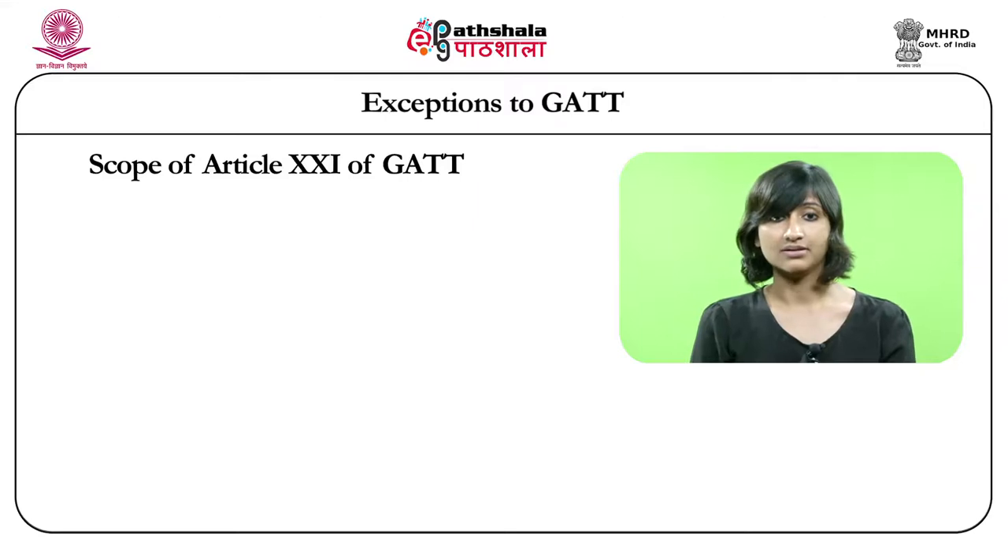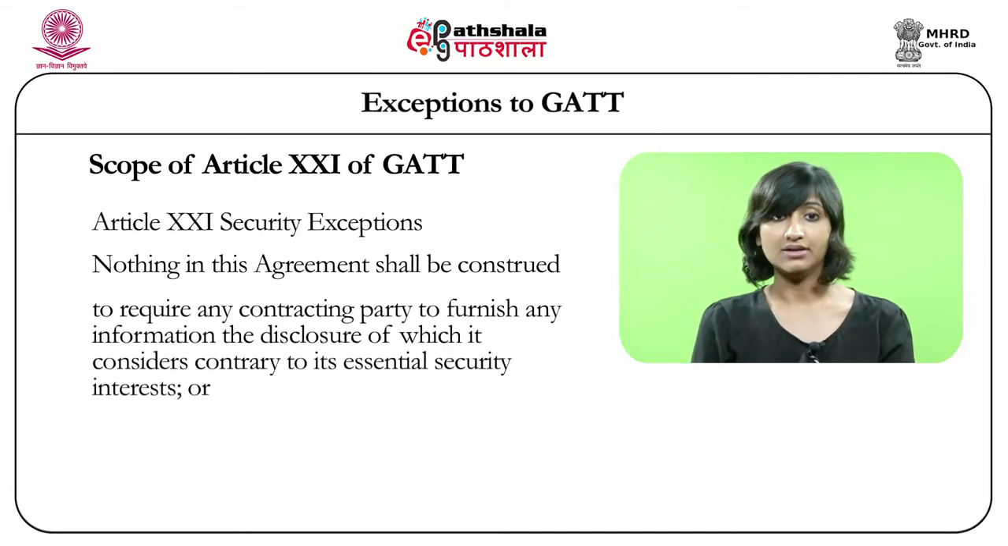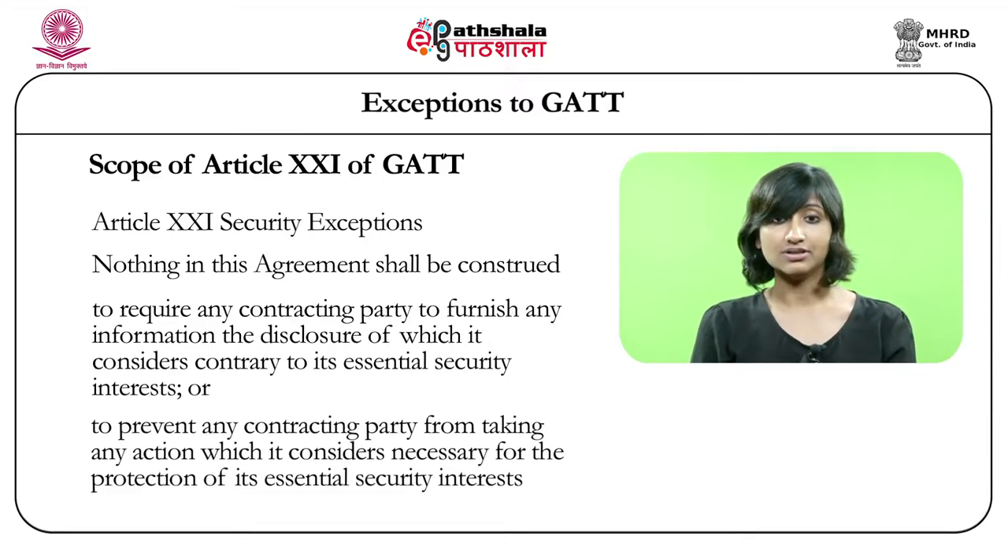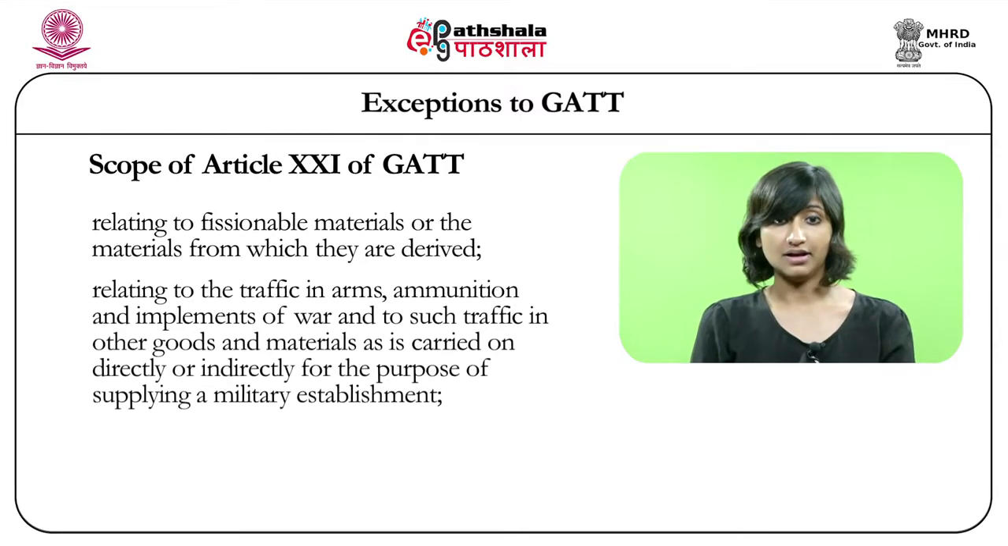Now we come to the last part of this presentation, which is the scope of Article 21 of GATT. Article 21 is entitled Security Exceptions and is worded in the following manner. Quote, nothing in this agreement shall be construed, A, to require any contracting party to furnish any information, the disclosure of which it considers contrary to its essential security interests, or to prevent any contracting party from taking any action which it considers necessary for the protection of its essential security interests. There is a subclause under clause B, the first of which says, relating to fissionable materials or the materials from which they are derived, relating to the traffic in arms, ammunition, and implements of war, and to such traffic in other goods and materials as is carried on directly or indirectly for the purpose of supplying a military establishment.